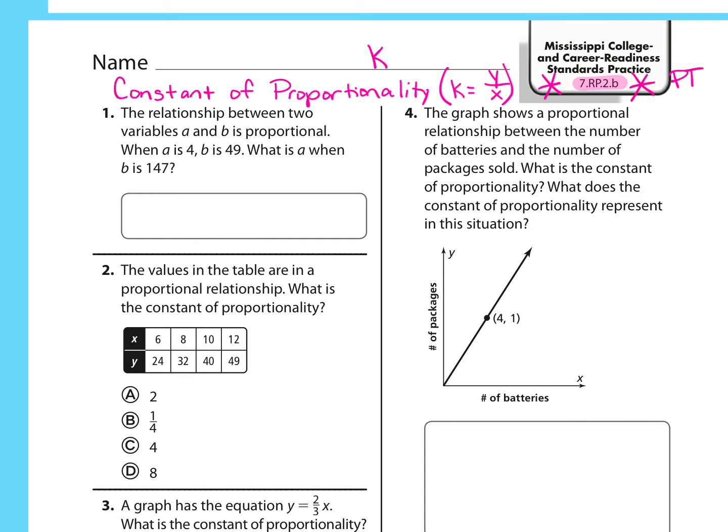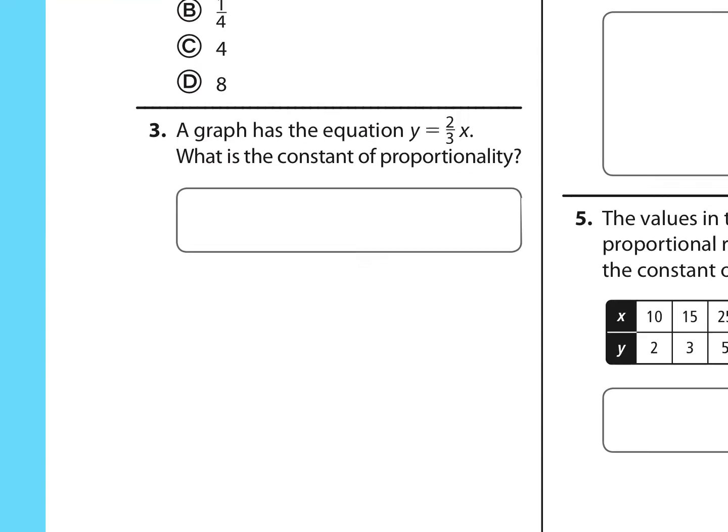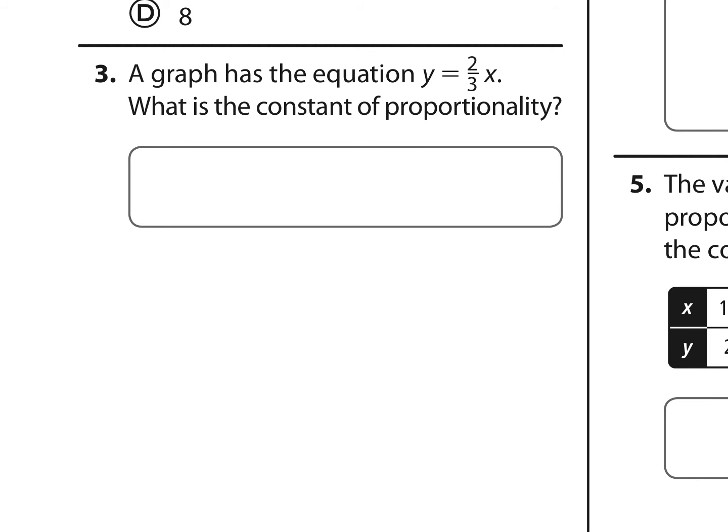Let's look at problem number 3. A graph has the equation y equals 2/3 x. What is the constant of proportionality? Well, the constant of proportionality could be represented in an equation where y is equal to k times x. In this case, we have y equals 2/3 times x. So the value of k, the constant of proportionality, is just replacing k, 2/3. We're done with that problem.